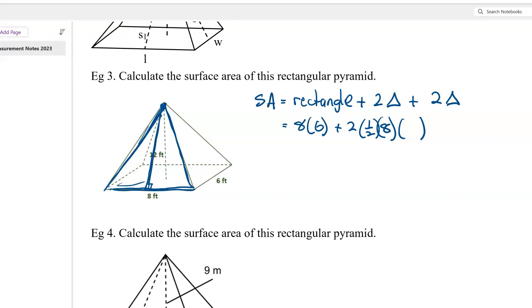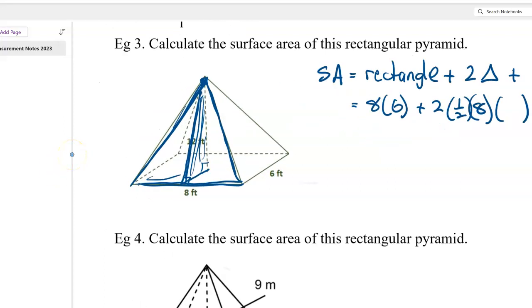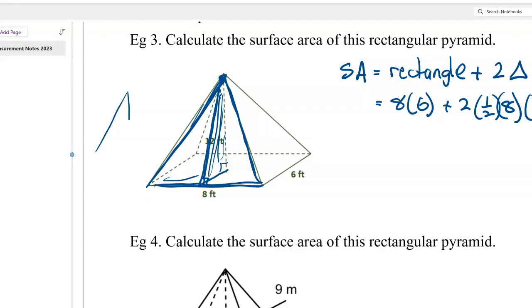To do that, I actually need this triangle right here. I'm going to draw that like this. I can see that it's 12 high. That's this right here. This base is half of 6. And that will give me this slant height.